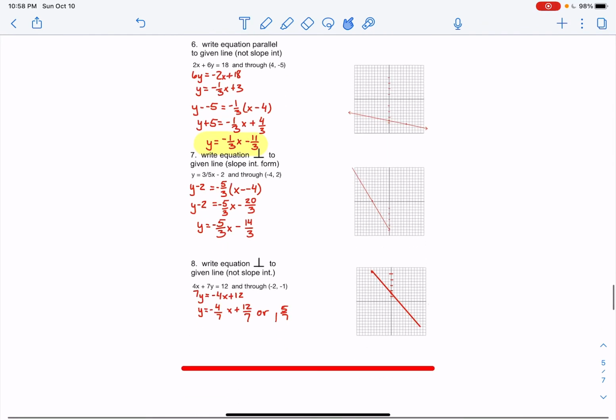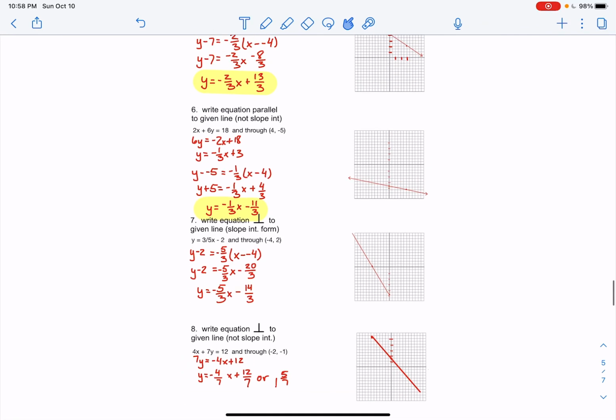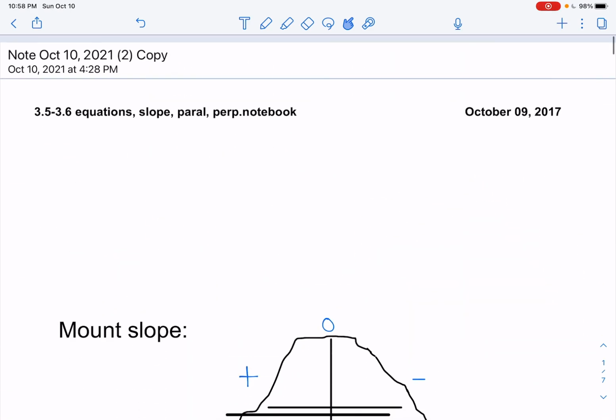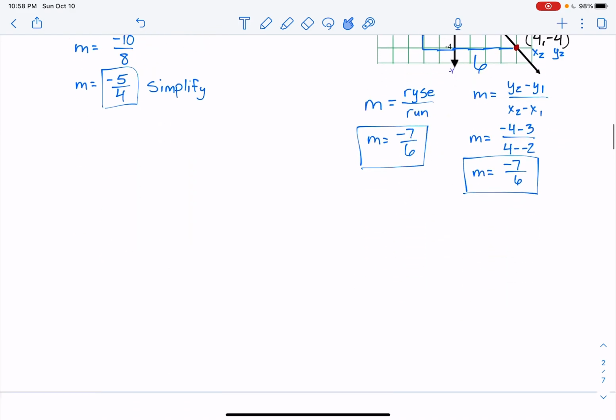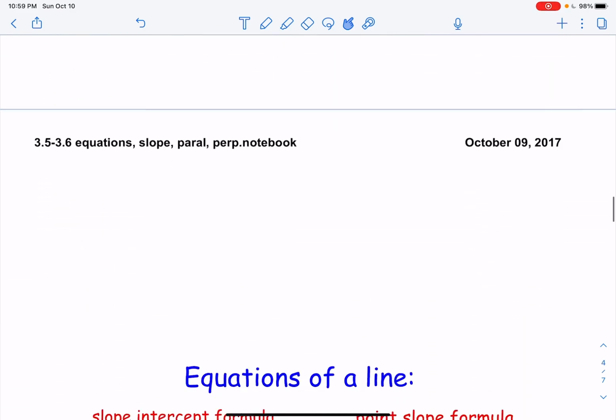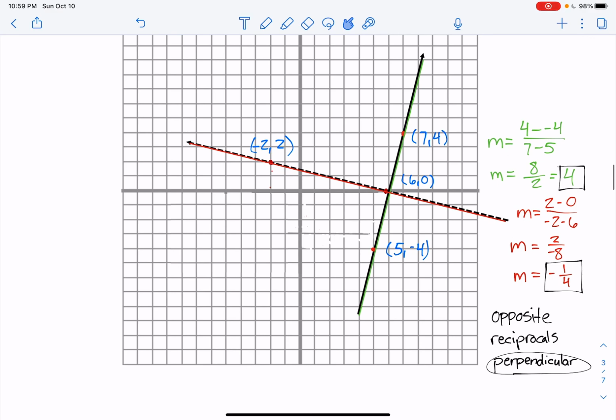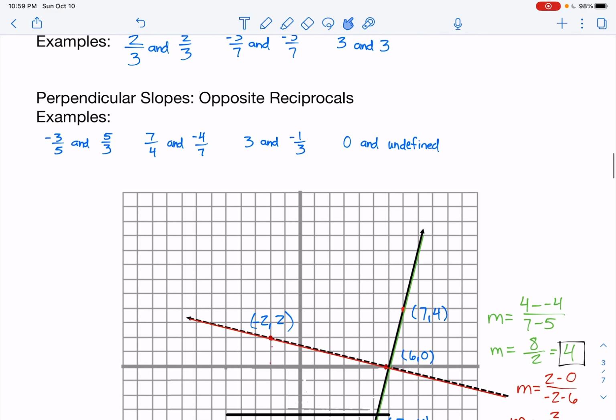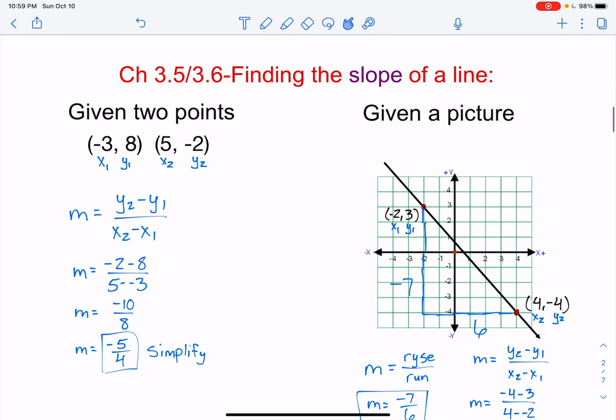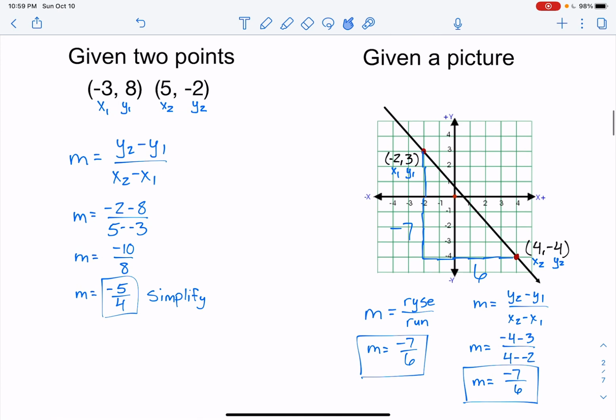And that is all the information you need for doing 3-5 and 3-6. Remember, 3-5 is everything here. In order to do the first part of 3-5, you're just finding slope. And you can use either one of these methods. You can use the points and find the slope just using the formula, or you can count and use rise over run to find slope.